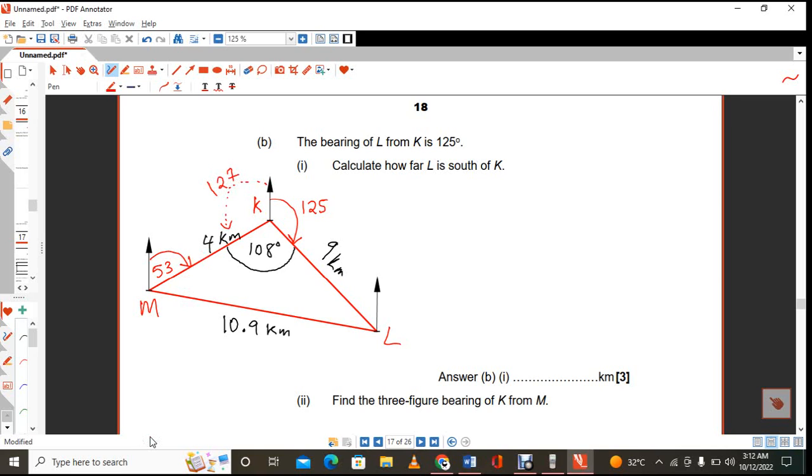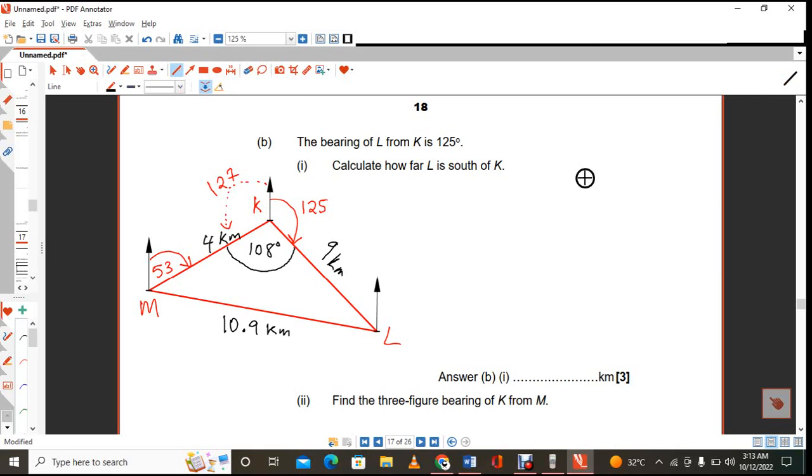Now, this is a little bit different. B Roman 1. How far L is south of K? L is south of K. So what they are looking for, and if I was to draw that, you have your triangle like so, right?